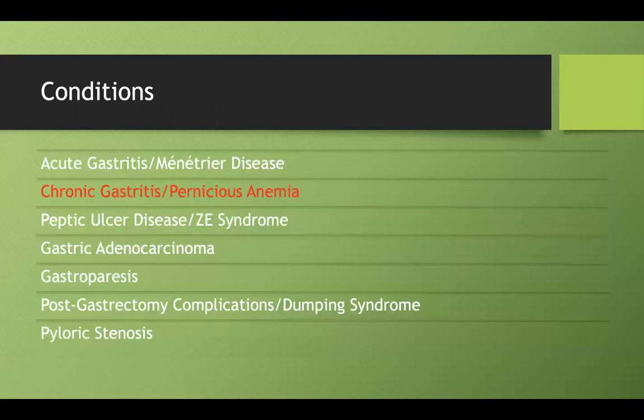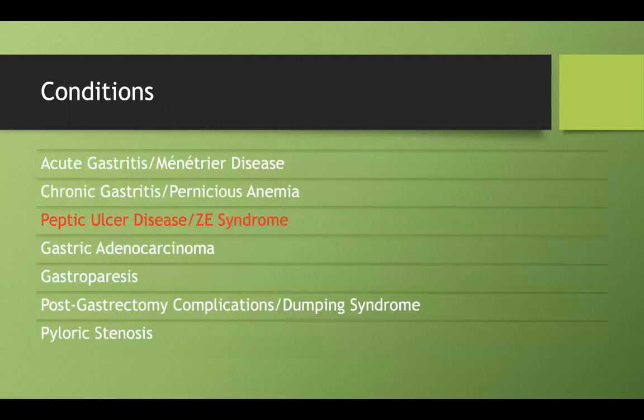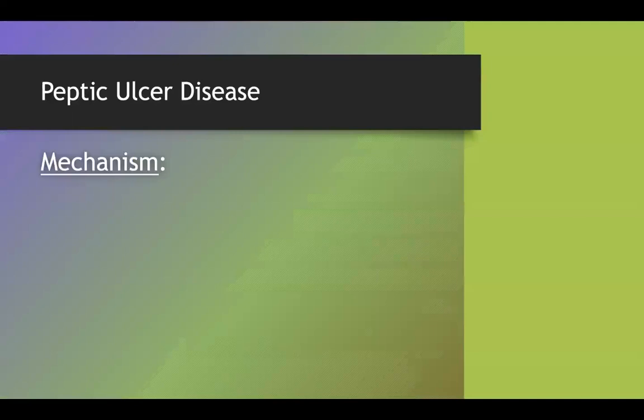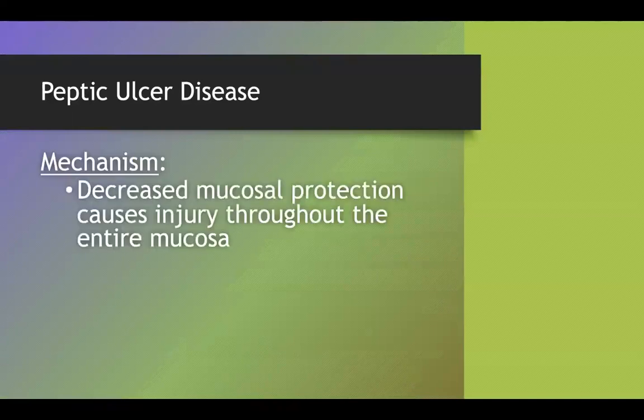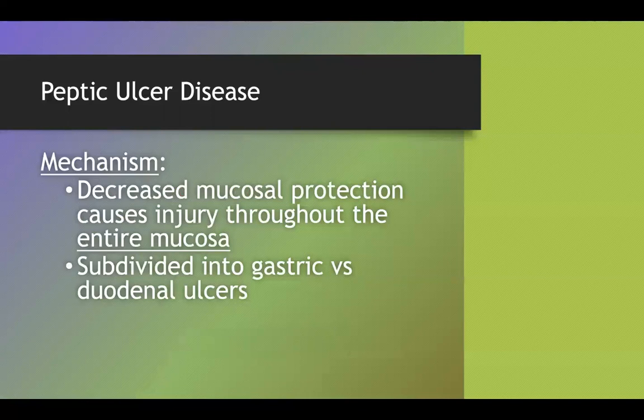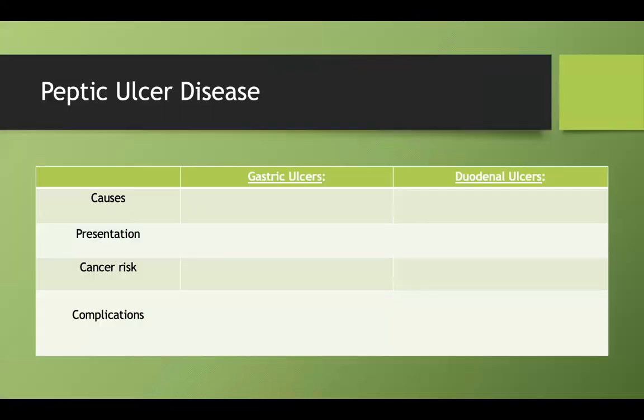So now let's move on to peptic ulcer disease and Zollinger-Ellison syndrome. So peptic ulcer disease, the mechanism is decreased mucosal protection causing injury throughout the entire mucosa. You can have gastric ulcers or duodenal ulcers, and I'm going to create a chart now to talk about the differences between the two.